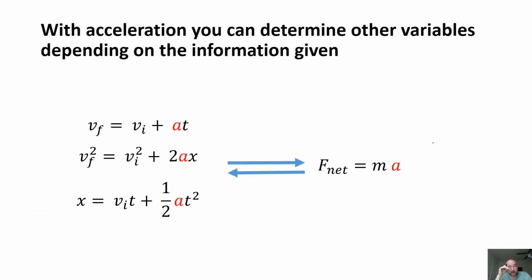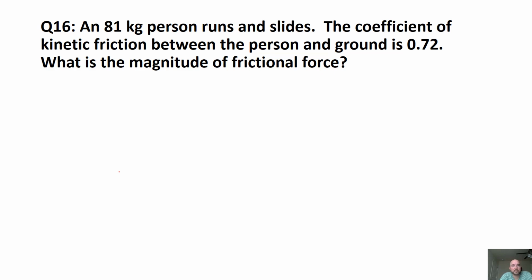Okay, so now we're going to take this a step further, and we'll solve for an acceleration, and we'll plug this into one of these equations because we'll have more information so we can solve for another variable. So this is tying it to the 1D motion. An 81 kilogram person runs and slides. The coefficient of kinetic friction between the person and the ground, because he is moving, is 0.72. So you don't need to know anything else. There's no static friction going on here. What's the magnitude of the frictional force?